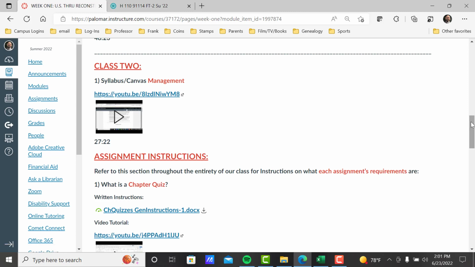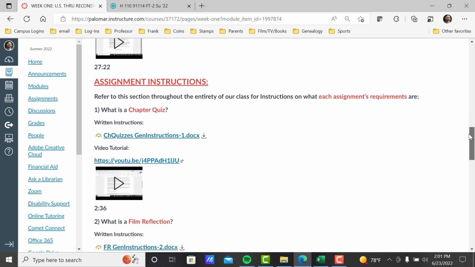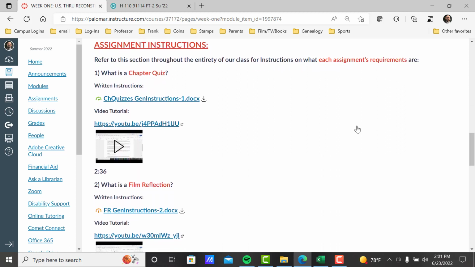But very important, it'll be the same for your class. Assignment instructions will be found in class two of modules week one. This is very important. You can always refer to this throughout the class. You have a question about an assignment, you can always come here to find the instructions and what the requirements are. So we have four assignments.